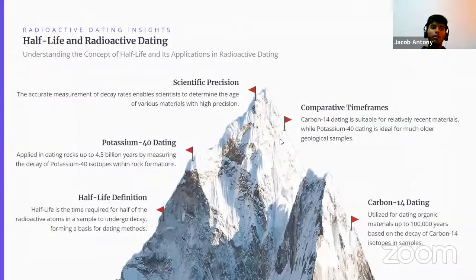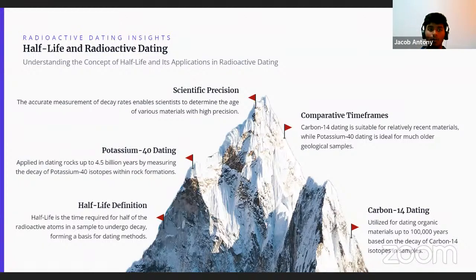Now we are going to look at half-life and radioactive dating. The accurate measurement of decay rates enables scientists to determine the age of various materials with high precision. Radioactive dating is used when archaeologists find a particular material or object which dates back into history. They use radioactive dating to approximately find which era or age that particular object was from. Carbon-14 dating is suitable for relatively recent materials, while potassium-40 dating is ideal for much older geological samples.